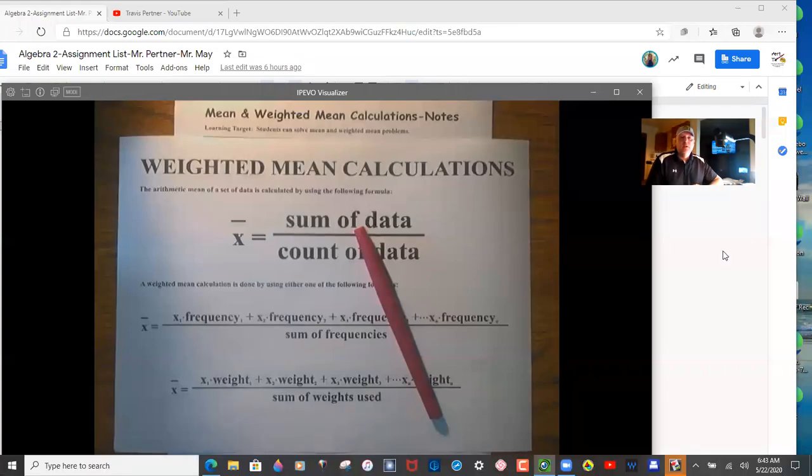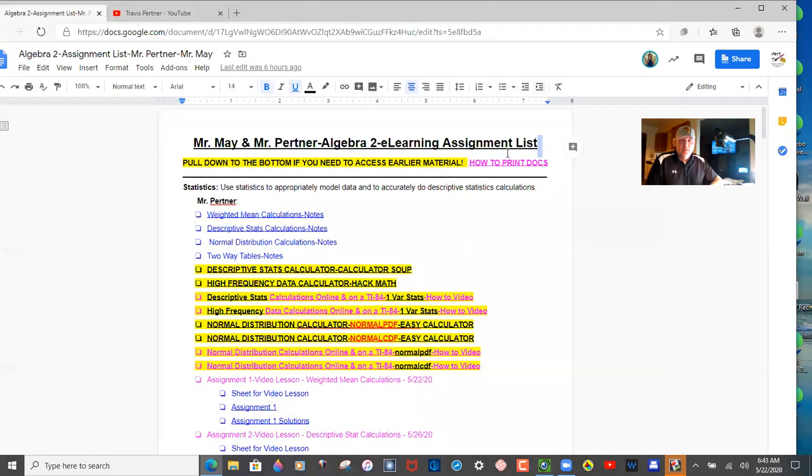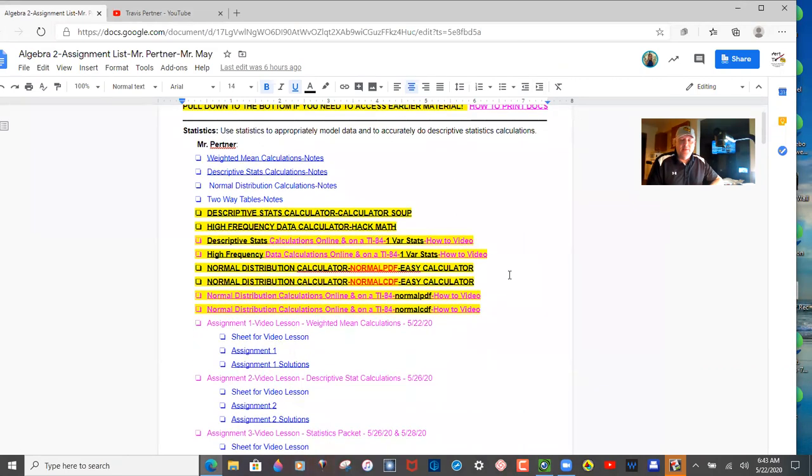Hello, everyone. So it's important, again, that you understand that the latest unit is at the top. So today, Friday, May 22, we're starting on the stats unit. So that is pulled towards the top.